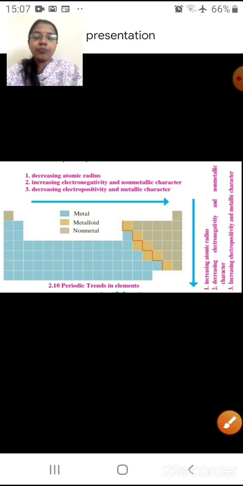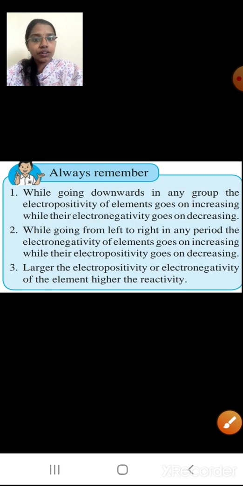Okay students, now always remember, it's also given in your textbook. While going downwards in any group, the electropositivity of elements goes on increasing, while their electronegativity goes on decreasing. Then second point, while going from left to right in a period, the electronegativity of elements goes on increasing, means non-metallic character, while their electropositivity goes on decreasing. That is the metallic character.